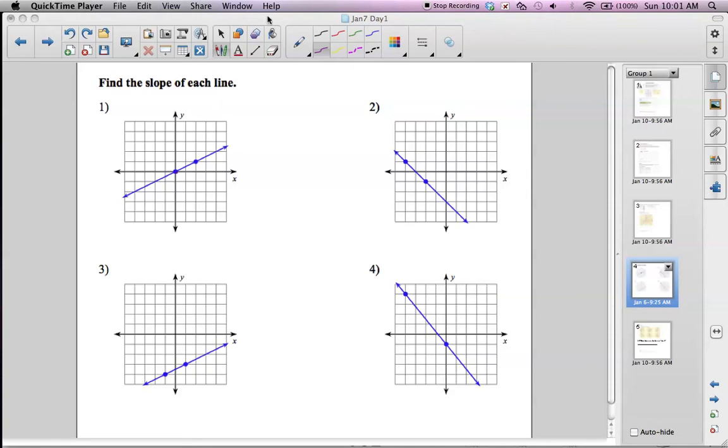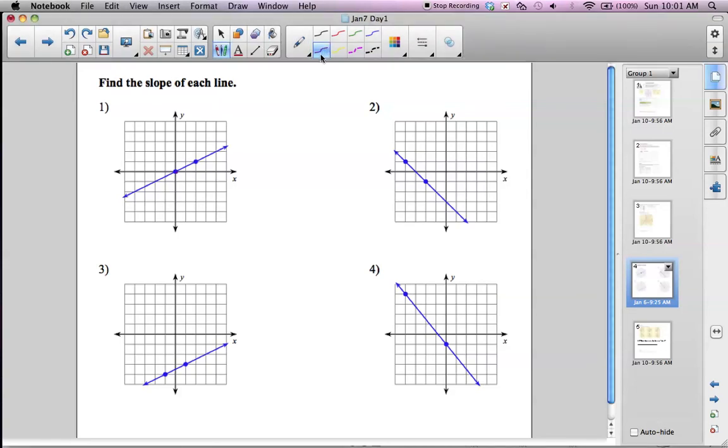Here and today we're finding the slope of lines. In this first line, what you want to do is find 2 points on the line, and then we'll do what we call walk the slope. So 2 points are outlined on this line right here.